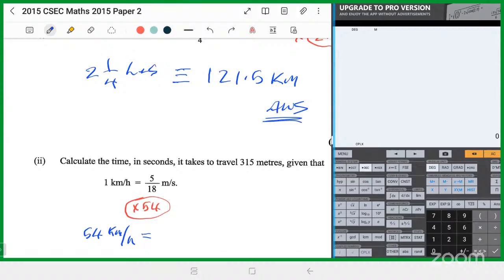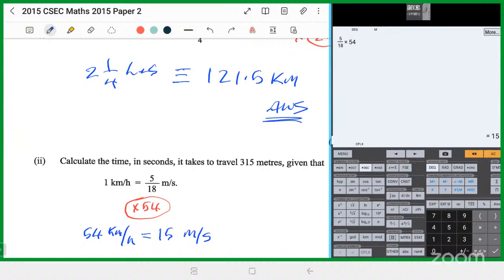So it would be 15, I think. Let me see, 5/18 and multiply that by 54. Right, 15. So it's going to become 15 meters per second. So that's the speed of the car. What does this mean now?